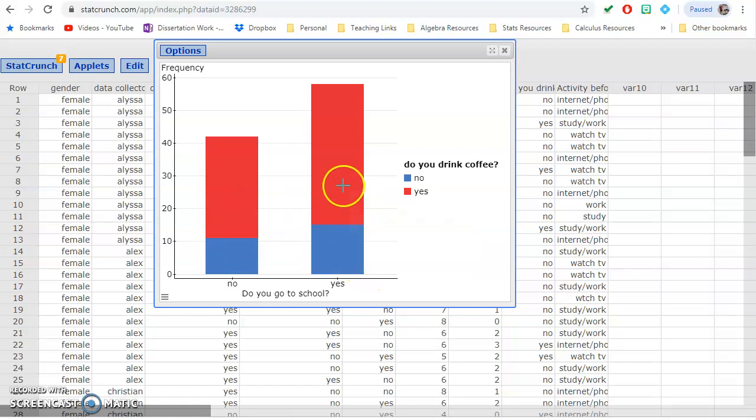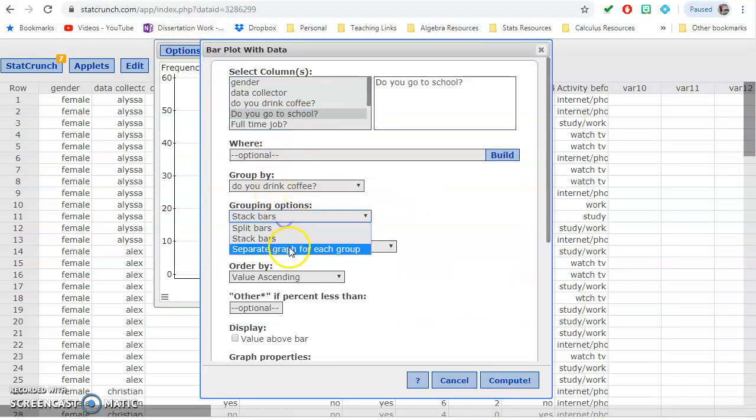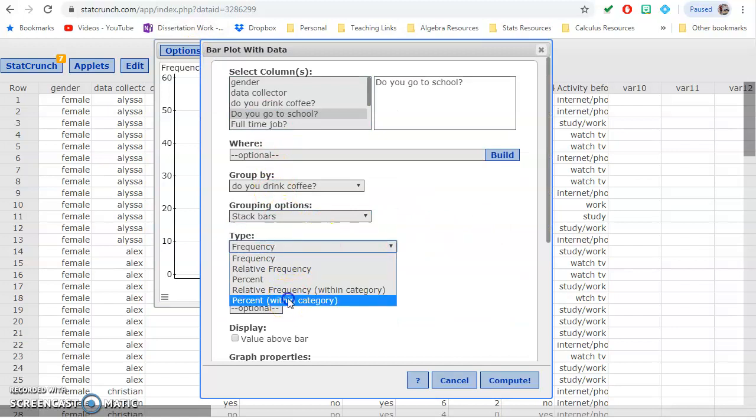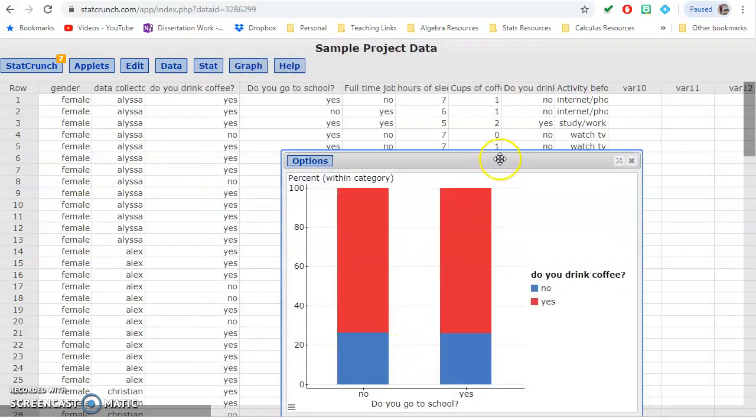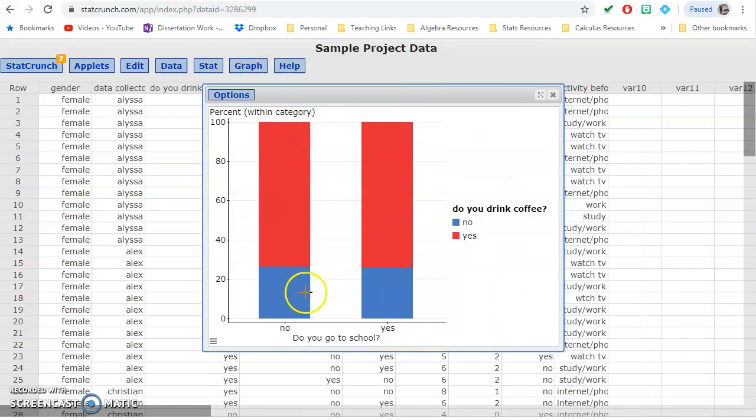If these values are pretty different, it can be hard to tell proportionally whether these are similar or not. So that's when percent within a category can help, because now both the bars will be 100%, because this is all the people who don't go to school, all the people who go to school, and then we're looking at, for both groups, it appears that 26% don't drink coffee, and 73.8% do drink coffee. So it's very, very similar.